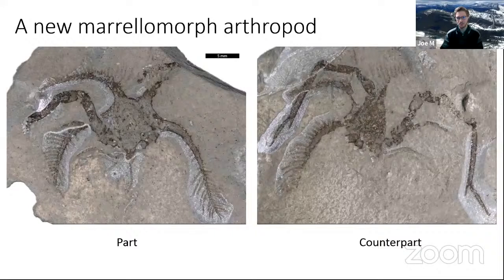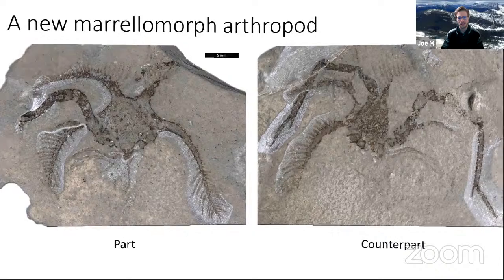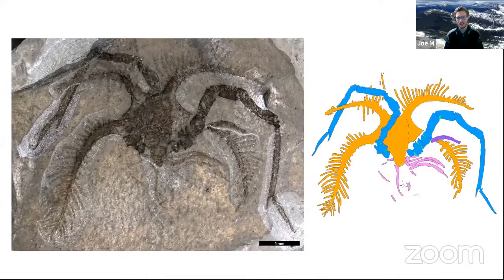Okay, so here's our specimen of this new morellomorph. We have a part and counterpart of the specimen, which we were able to prepare to show different details. I can digitally merge the part and the counterpart here and just show you what the whole specimen looks like. You can see that we have a pretty complete individual, a single individual for this new species, with most of the body parts here. I'll go over the different parts in detail.